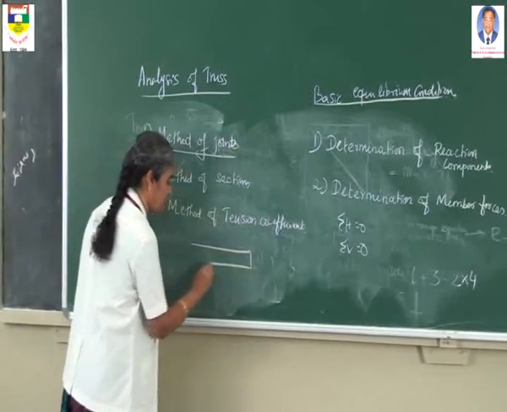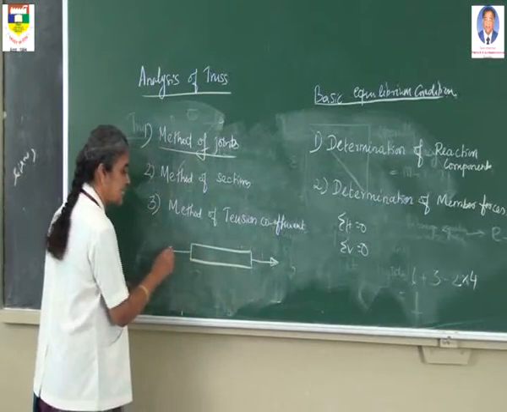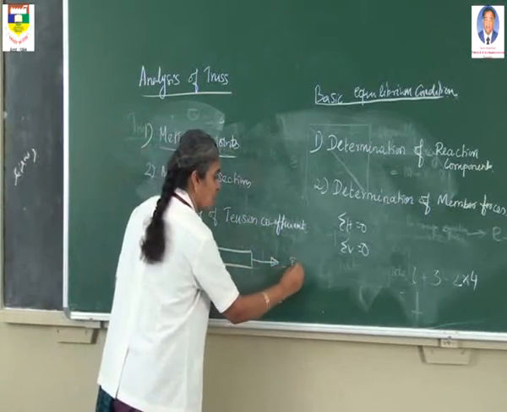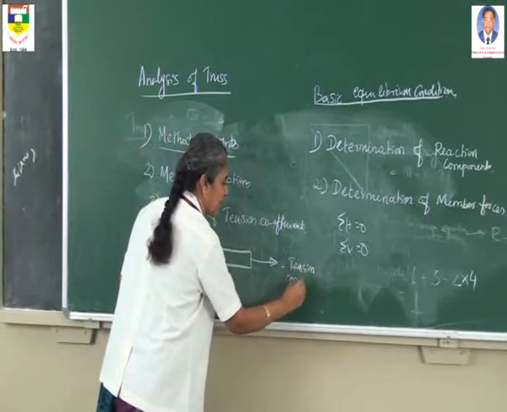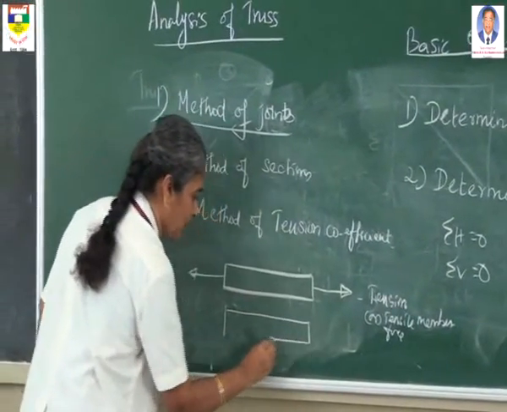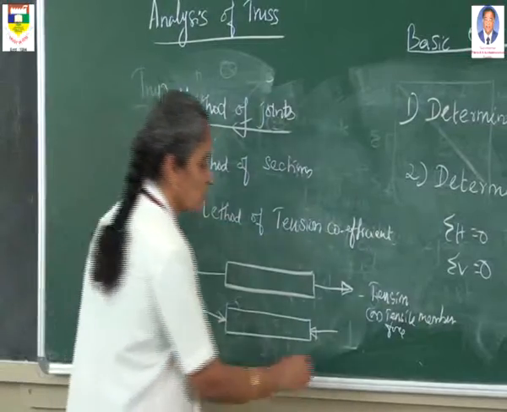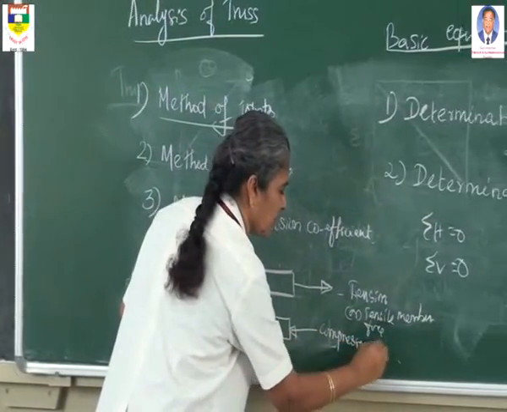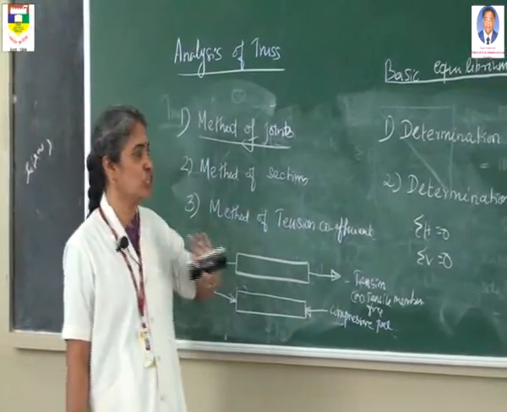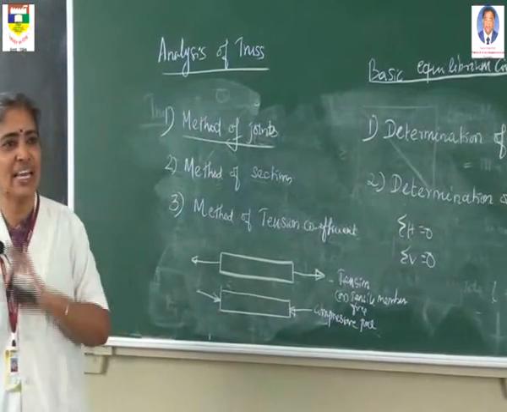If you take any member in a truss, it may be subjected to a tensile force. Tensile force means a pull, acting away from the member, so it is denoted by an arrow like this. This member force is called tension or tensile member force. The other is the opposite: we are applying a push, that is, the force is acting towards the member. This type of force is called compressive force. So the truss member is always subjected to axial force, and we neglect moment equal to 0 in the determination of member forces. But in the determination of reaction components, you have to consider all three equilibrium conditions.